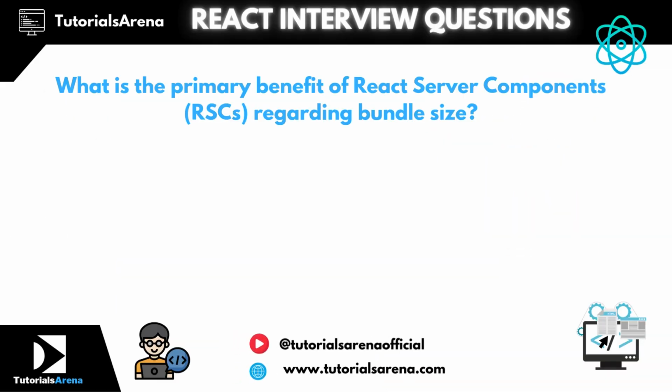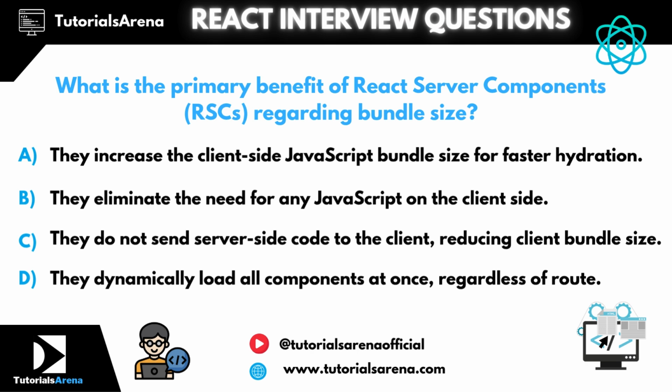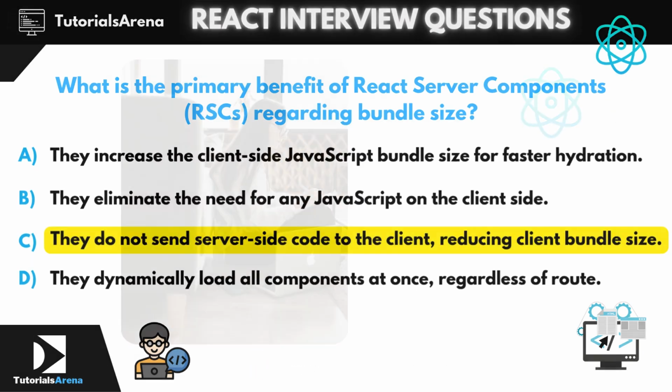Question 20. What is the primary benefit of React Server Components, RSCs, regarding bundle size? Option A. They increase the client-side JavaScript bundle size for faster hydration. Option B. They eliminate the need for any JavaScript on the client side. Option C. They do not send server-side code to the client, reducing client bundle size. Option D. They dynamically load all components at once, regardless of route. The correct answer is option C.